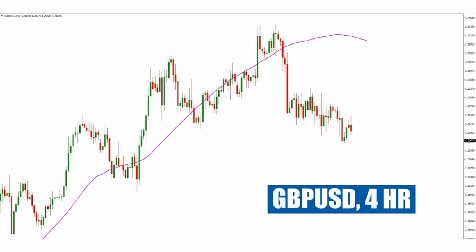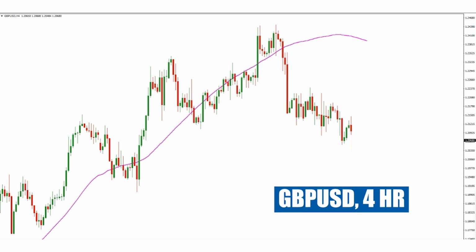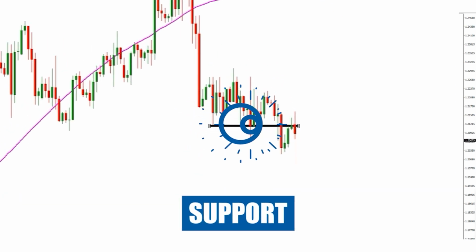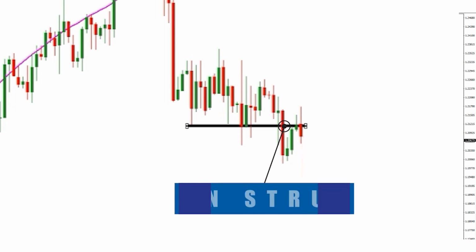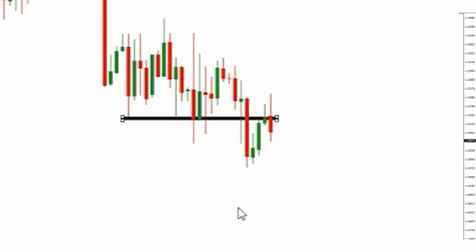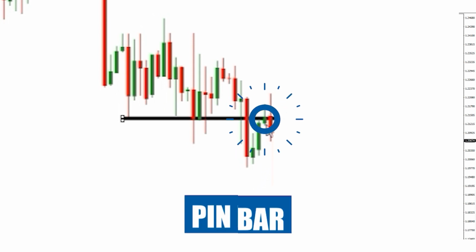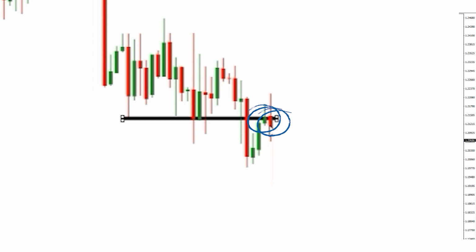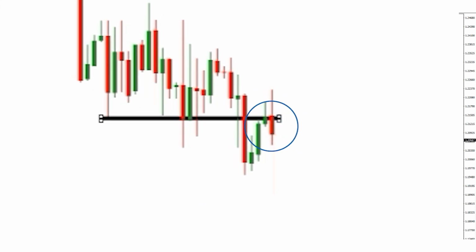So here we are looking at GBPUSD on the 4-hour chart. Looking at this area of support, we have a break of this structure with this bearish candle putting in a lower low. Price is actually now retesting this level, and we do have the formation of a pin bar. We actually have the formation of two pin bars with the second one engulfing the first.